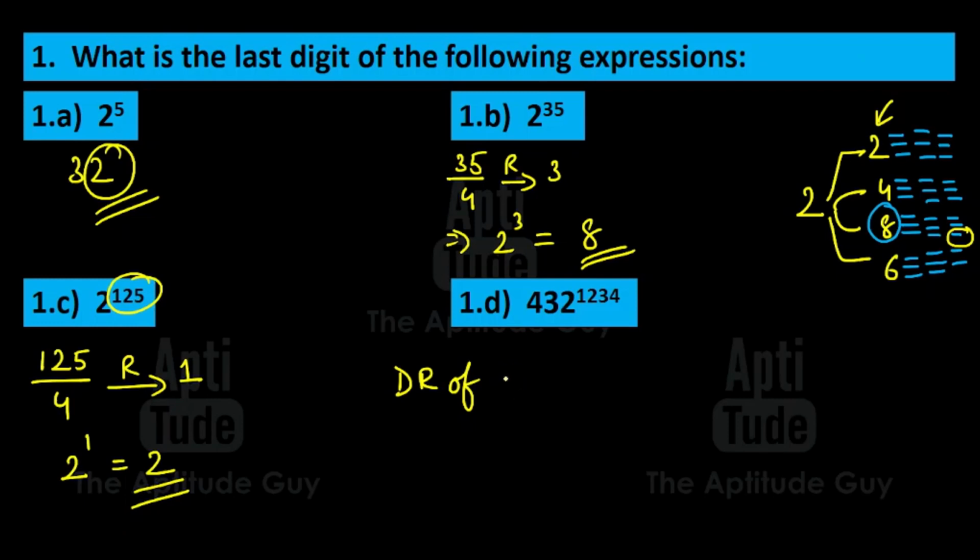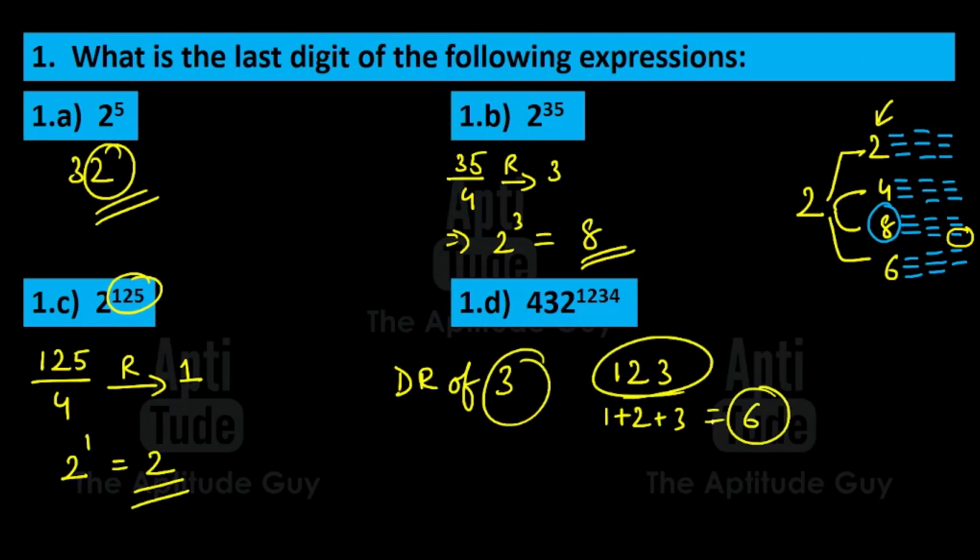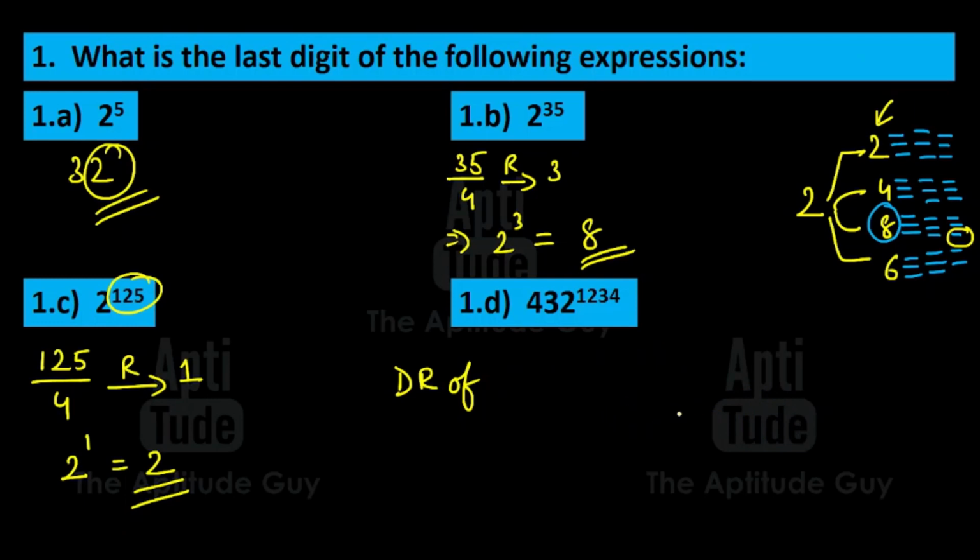Similarly, what is the divisibility rule of 3? The divisibility rule of 3 states that the sum of the digits should be a multiple of 3. For example, suppose we have the number 123. Is this number divisible by 3 or not? Without dividing, how do we get to know? We simply add the digits: 1 plus 2 plus 3 is 6. 6 is divisible by 3. That means 123 also is divisible by 3. Similarly, what do you think is the divisibility rule of 4?